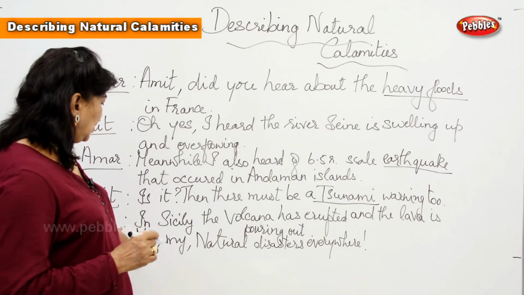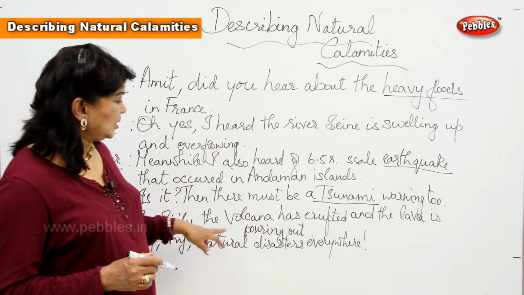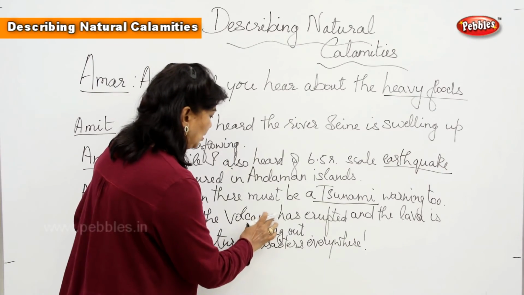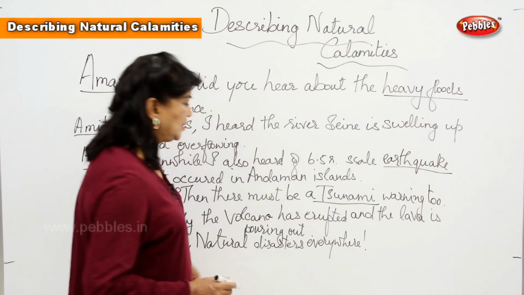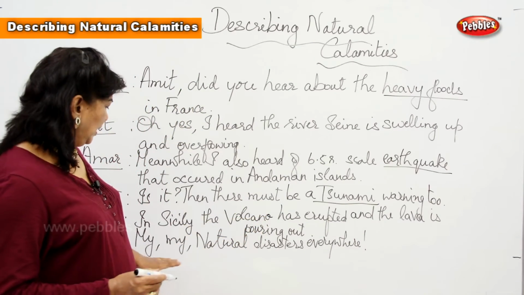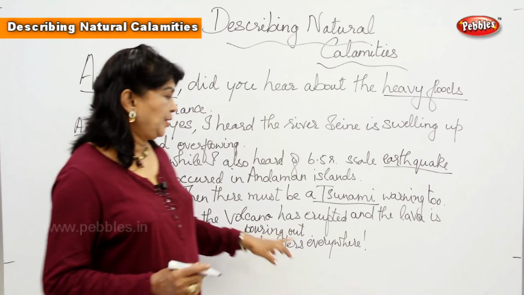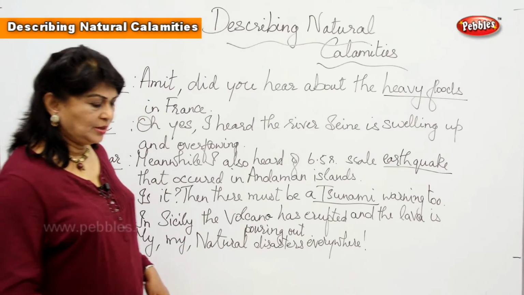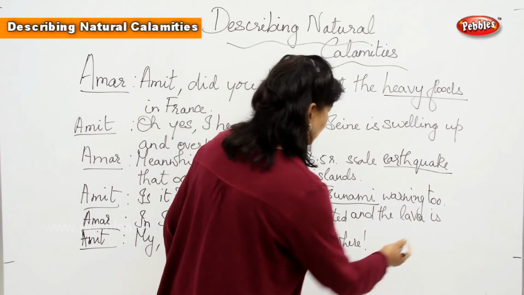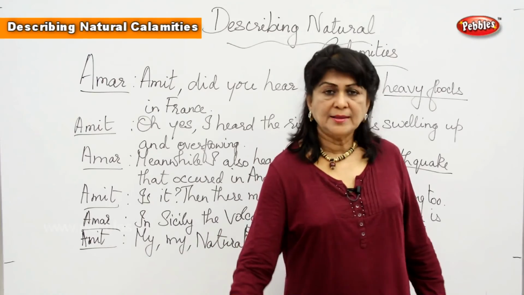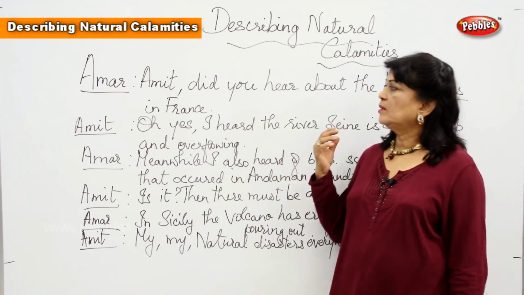Okay. Next they are talking about in Sicily the volcano has erupted and the lava is pouring out. Okay, so these are the natural disasters which happen all over the world.